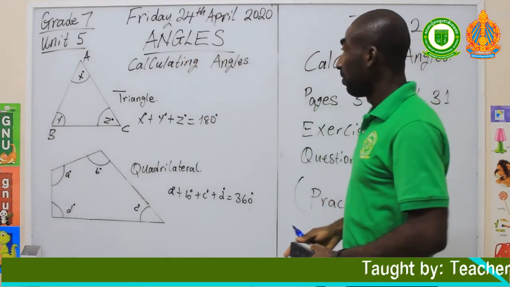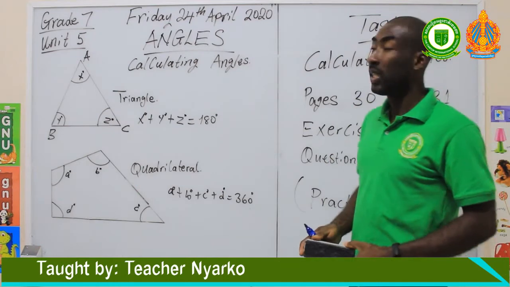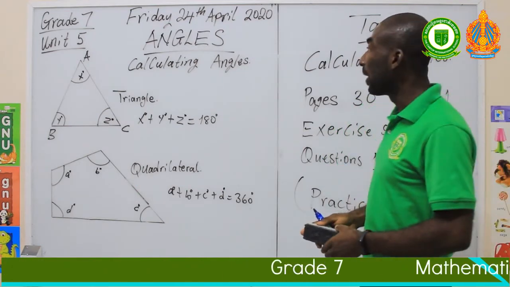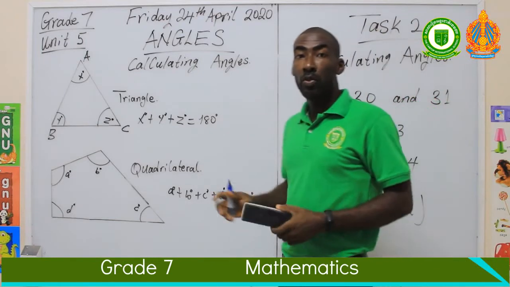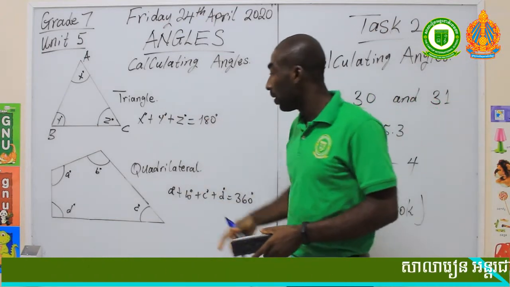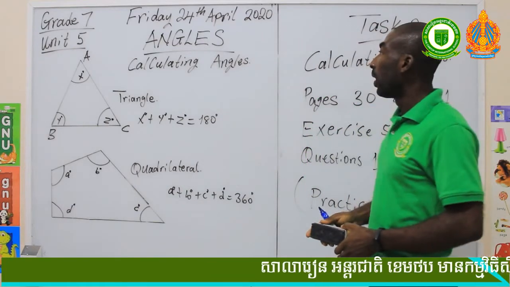Welcome back to our second video for today's lesson on angles. Today we are doing calculating of angles. We are looking at two main objects. We are looking at the triangle and then we are looking at quadrilateral.